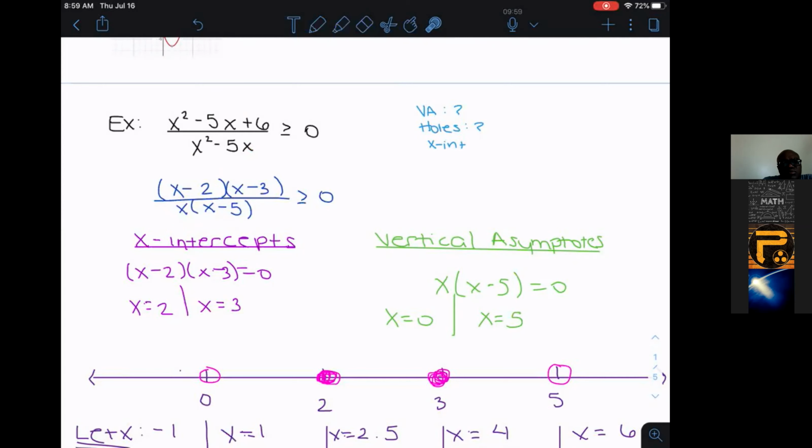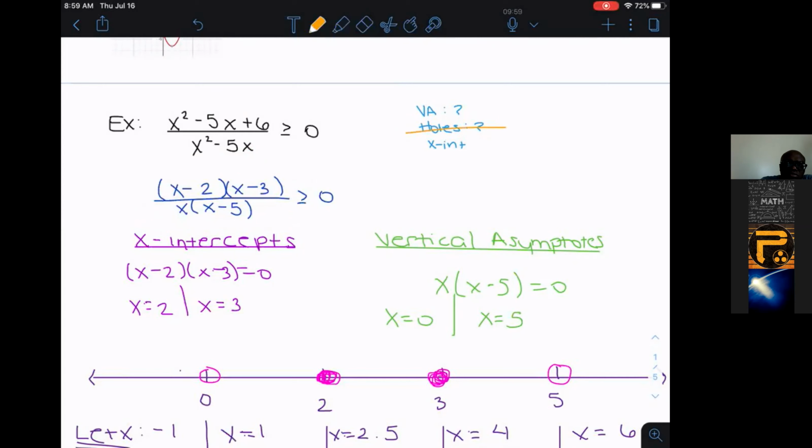So we have this. Just by looking at this, are there any holes? Does this function have any holes? No, and that's because nothing cancels out. We can't cancel out any of these terms. So because of that, there are no holes, and we don't have to worry about that.